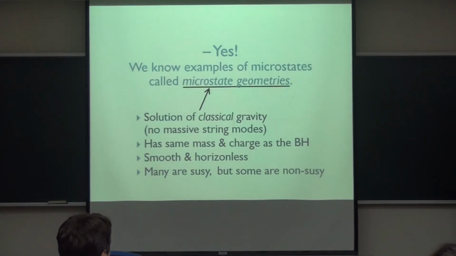Okay, so there are examples of microstates called microstate geometries, and they are solutions of classical gravity, and there is no massive string mode in that. And also, it has the same mass and charge as the black hole that you want to represent. And it has smooth and horizonless geometry, and many are just for supersymmetric black holes, but there are some microstate geometries which are for non-supersymmetric black holes.